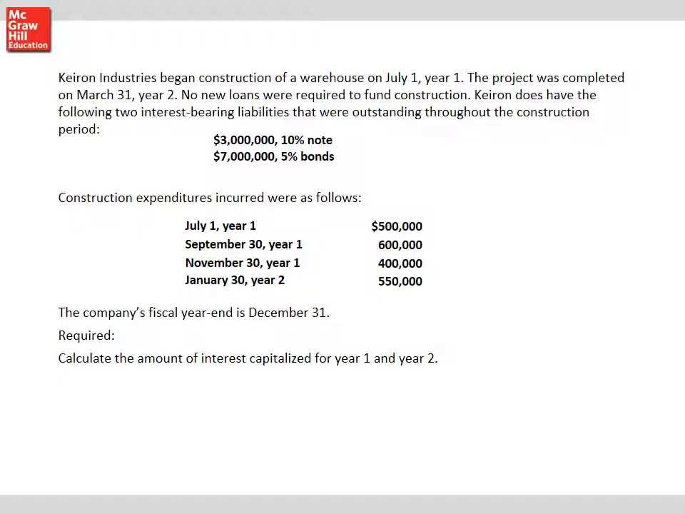In exercise 10-25, we're going to kick it up a notch. Now we're going to take a project and show how you do the interest calculation if it runs from 1 year into the 2nd year. So we have information there for year 1 and year 2 related to a construction from Kiron Industries. They began their construction on July 1 of year 1. The project was completed on March 31st of year 2. There were no new loans required to fund construction. Kiron does have the following 2 interest-bearing liabilities that were outstanding throughout the entire construction period.